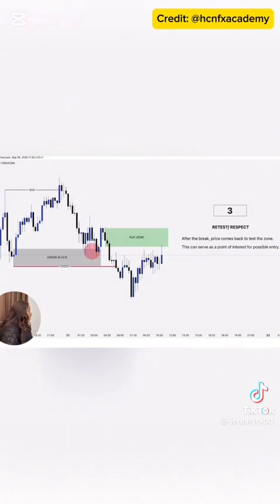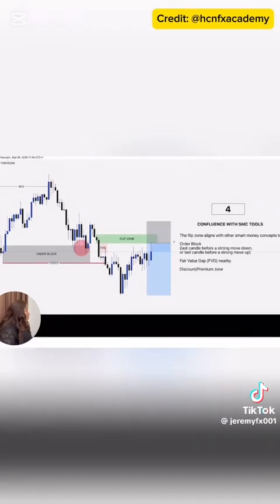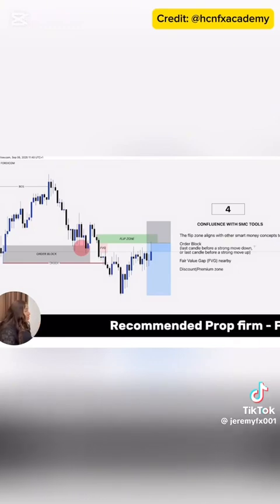I'll also show you guys how to specifically map out the flip zone, just like how we do for that of order block. So let me show you. Keep in mind that when mapping out your flip zone, it still follows our SMC rules. So the confluences with SMC tools. Now, the flip zone aligns with other smart money concept tools, such as order block.